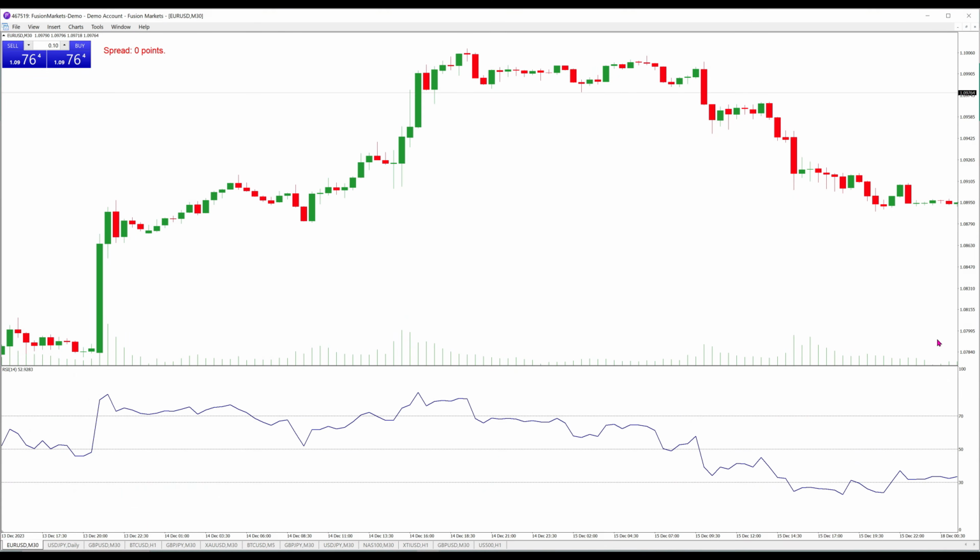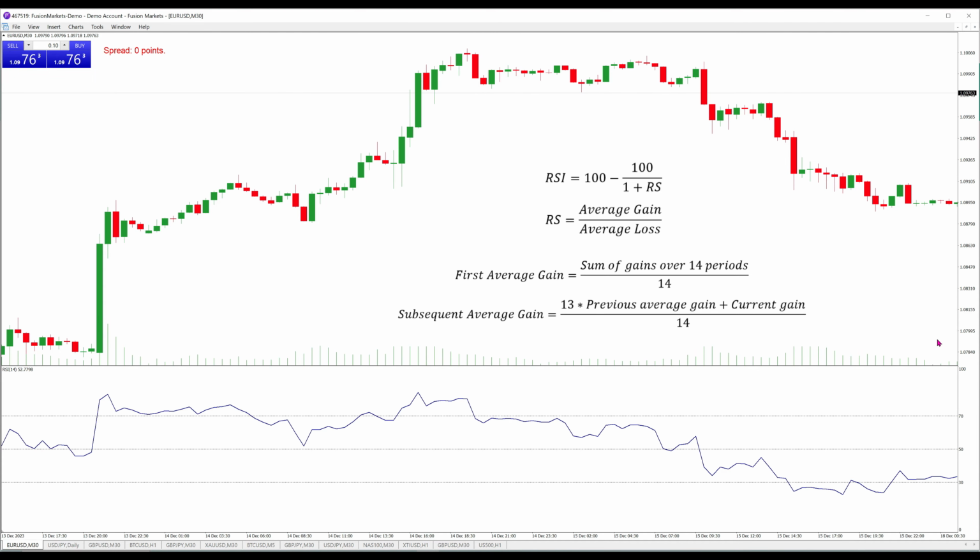The RSI oscillates between 0 and 100 as per this formula. Relative strength is the ratio of the average gain over average loss. The first average gain is simply the average of the previous 14 gains, while subsequent average gains are smoothed using this formula. The same applies for losses, with all values being positive.